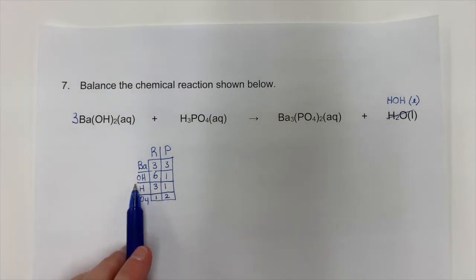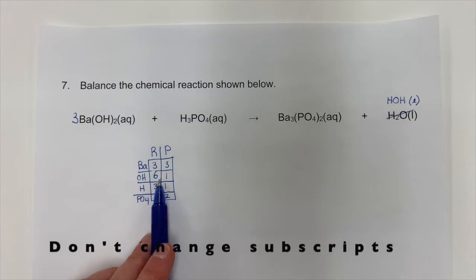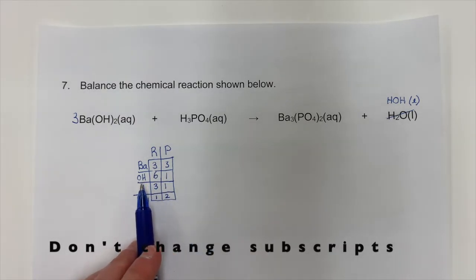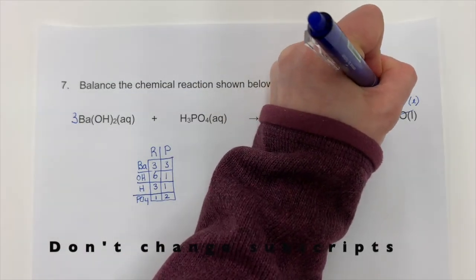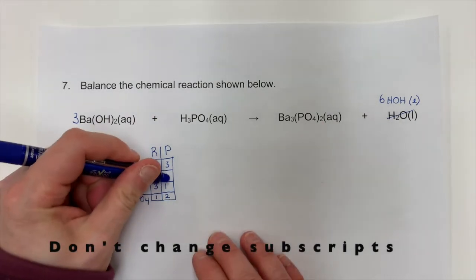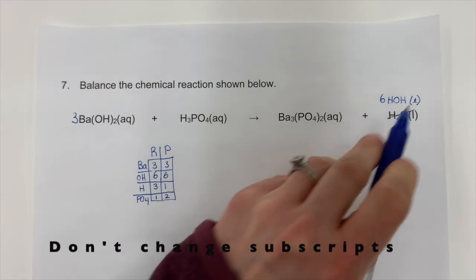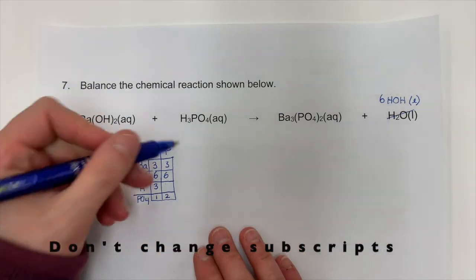If I want to increase hydroxide next, since it's the next one, I can see that I need to increase hydroxide on the product side by turning a 1 into a 6. 1 becomes 6 by multiplying by 6. I need to put a 6 as the coefficient in front of the compound that contains hydroxide, which is the water. That turns my hydroxide into a 6. It also turns my hydrogen on the product side into a 6.